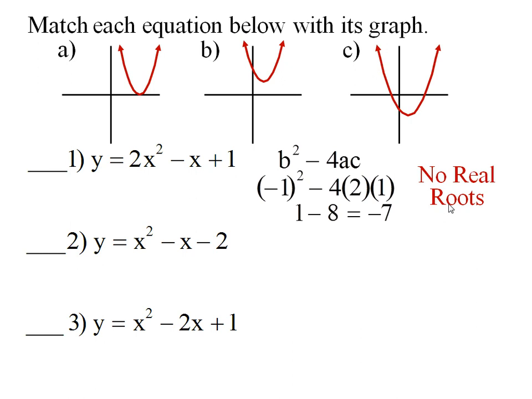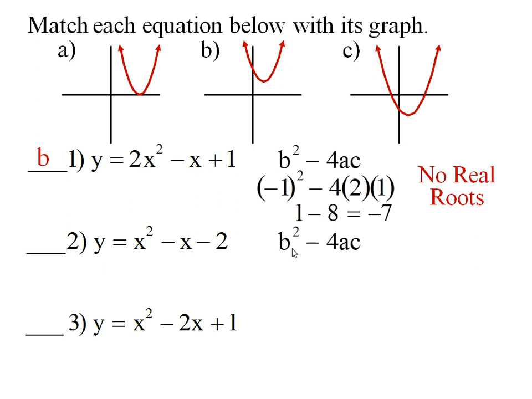So that means your graph is never going to cross the x-axis. And that is example B of your graph. Number 2, y equals x squared minus x minus 2.